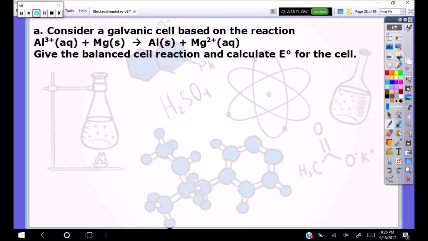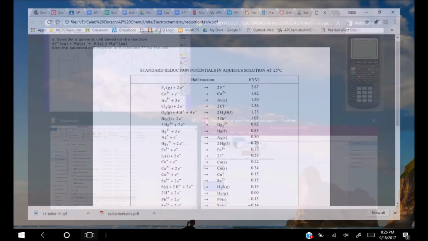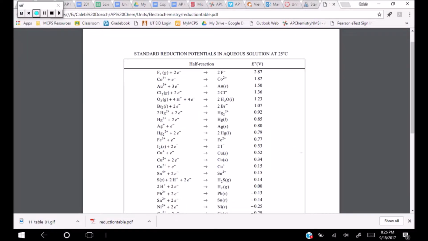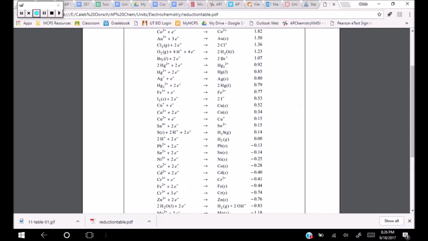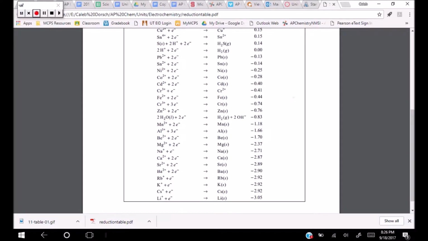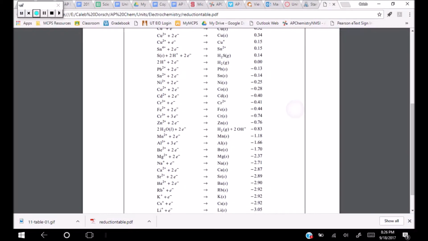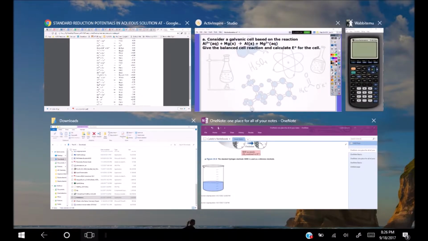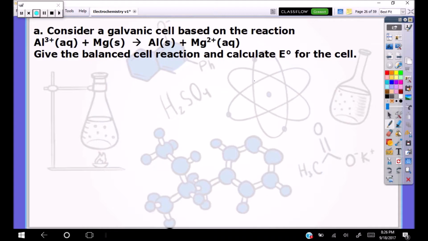Okay, so let's look up our half reactions. All right, and we want to look up our half reactions as is. So we have to scroll through our table. This is the hardest part, trying to find them all. Okay, so we have magnesium 2 plus, it's down the bottom half of this table. So magnesium 2 plus plus 2 electrons gives us magnesium solid, and that's negative 2.37. We can copy that down.